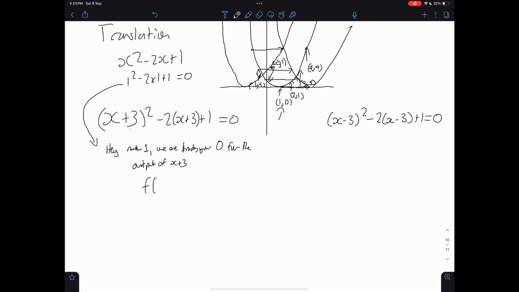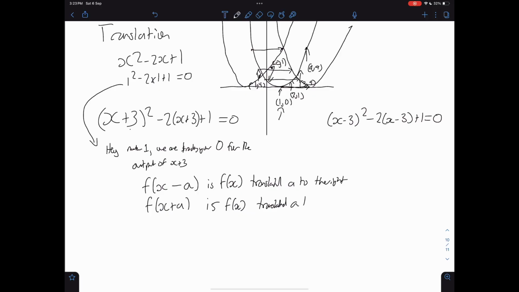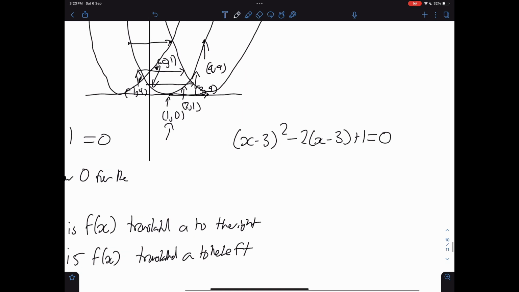So therefore, we can say that f of x minus a is f of x translated a to the right, and f of x plus a is f of x translated a to the left. And so essentially what I want to say is, if you want to translate a function to left or right by a certain number, put a bracket around the x and then put that number in within it.